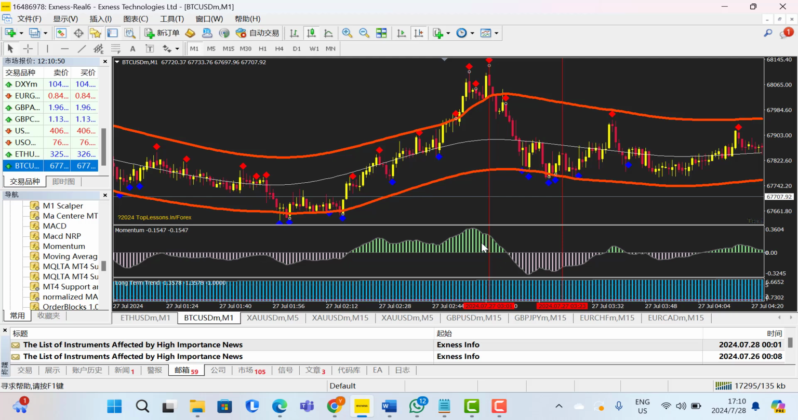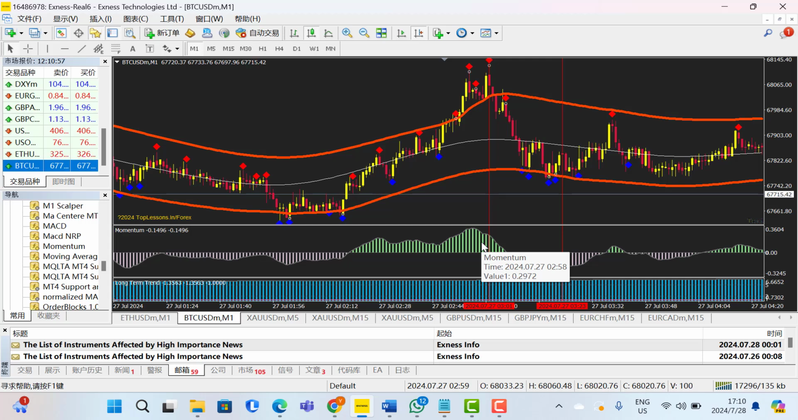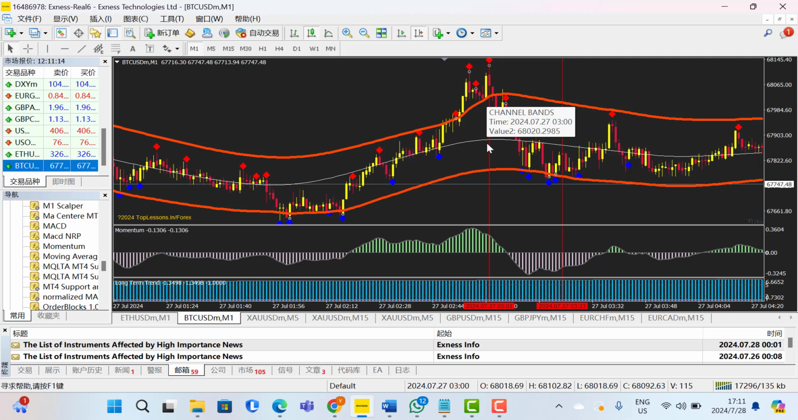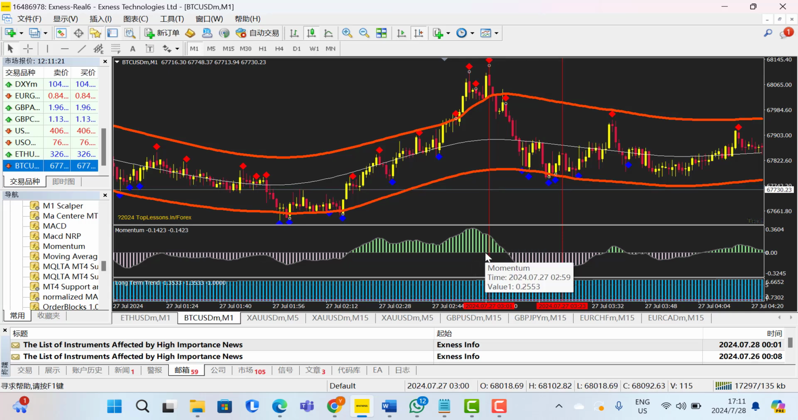This is the momentum indicator. The momentum indicator actually tells us the power or momentum in the market. This is the center line. If it is above the center line, the market is in a bullish momentum, and if it is below the center line, then the market is in a bearish momentum. We are looking for a sell trade from the upper band, so we must be sure that this momentum indicator is not far away from the central line.